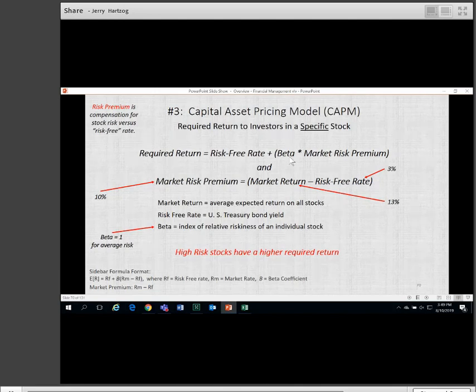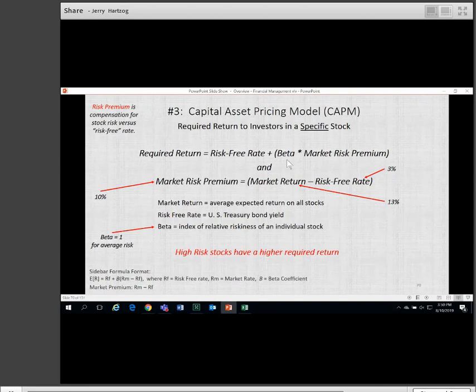But we've added this one other term, something called beta. Beta is an index of the relative riskiness of an individual stock. Now, by definition, beta equals 1.0 for stocks in the S&P 500 on average. So the average beta of 500 stocks in the S&P 500 index is 1.0. So that means for the average stock, what's the required return? 3% plus 1 times 10% market risk premium. So it's 13%.